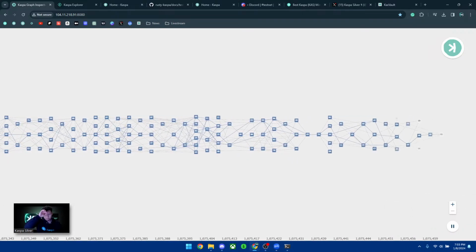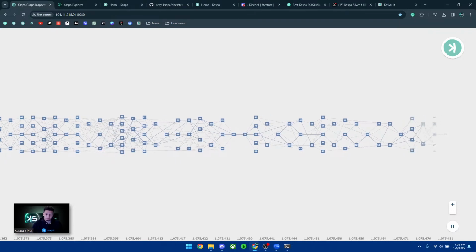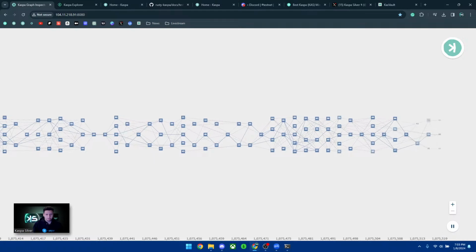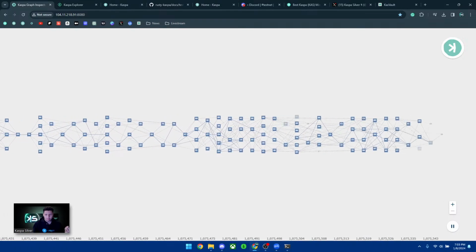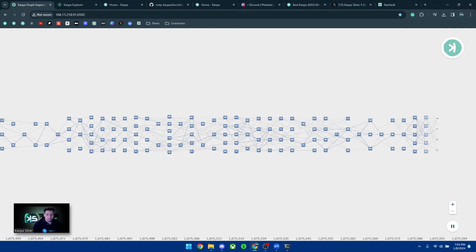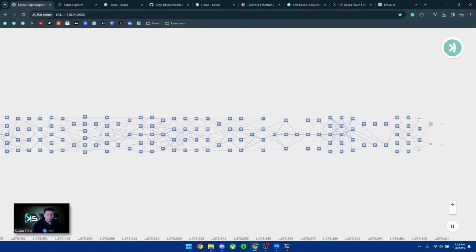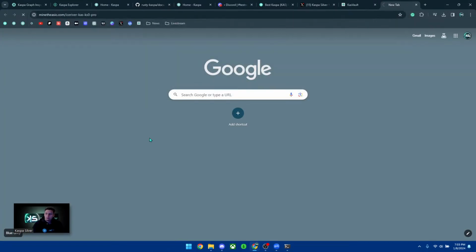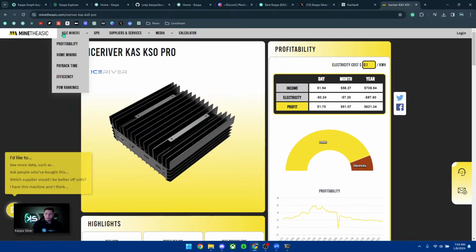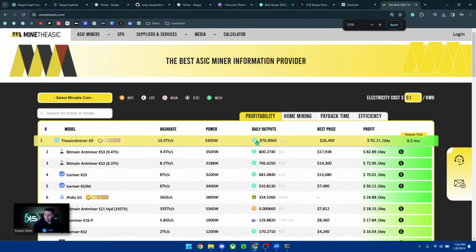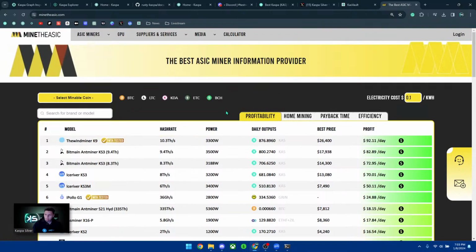When I found it, it was already not profitable, and I don't have any GPU miners or anything like that. And then I just recently bought the ASIC KS0 Pro just so that I can have some experience with mining with an ASIC miner. But actually, let's check the profitability right now, which if we take a look at that, Kaspa is leading in ASIC profitability.